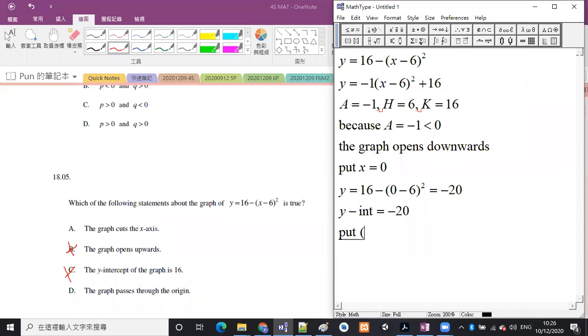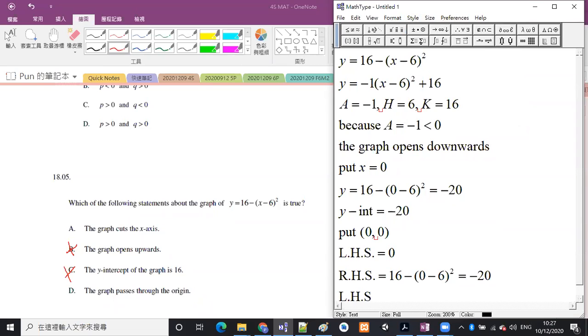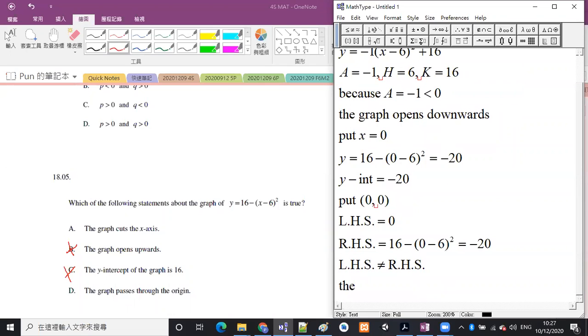put 0, 0. And then the left-hand side is 0. The right-hand side, see whether it is also equal to 0. So 16 minus 0 minus 6 squared. It is equal to negative 20. So left-hand side is not equal to right-hand side. Okay? Which means that the graph does not pass through the origin.